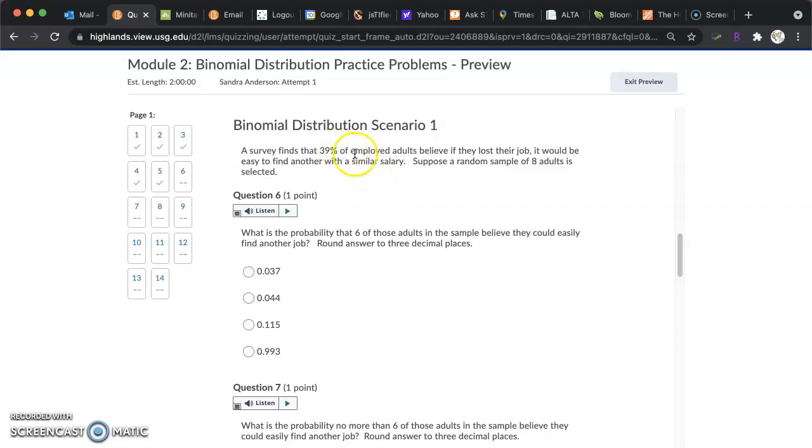What we need to know is how many are in the sample, because 0 adults could think it's easier, 1, 2, 3, 4, 5, 6, up to 8. We also need to know the original probability that the survey found. So now I'm going to go to Minitab and show you how to put that in.